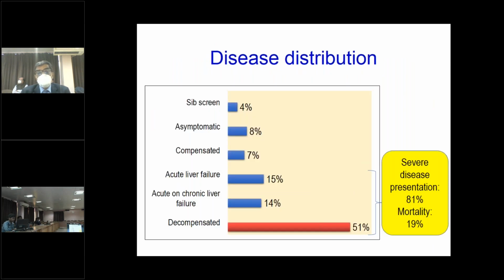So the predominant mode of manifestation was as decompensated chronic liver disease, and further acute on chronic liver failure and acute liver failure constituted another 15% each. So as shown, a severe disease presentation was seen in around 80% of our children, and 19% of whom had a mortality.